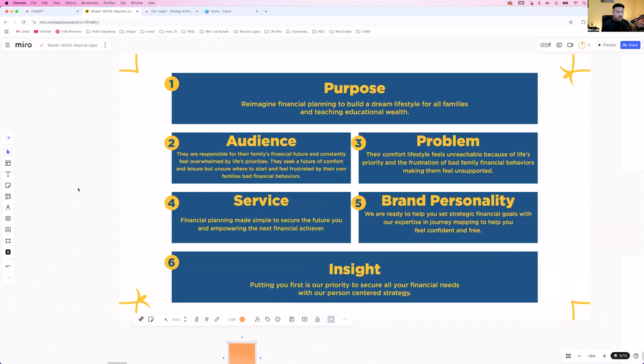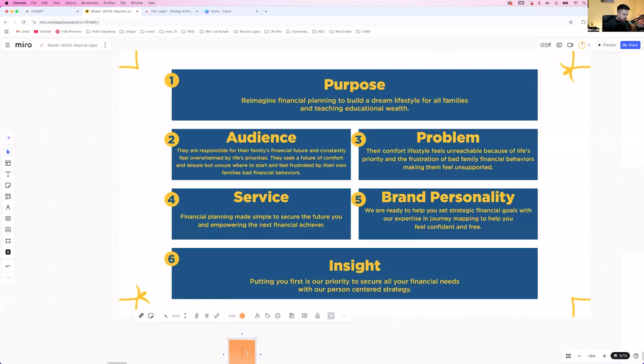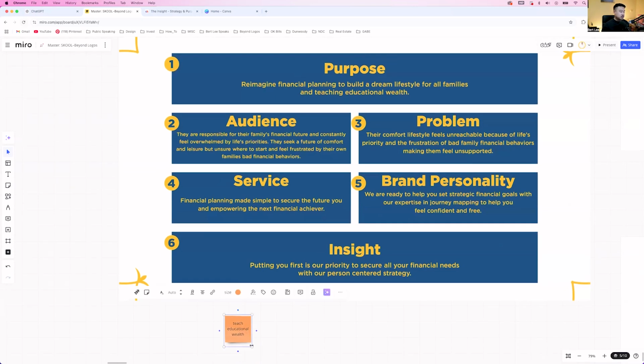It's going to make marketing, branding, designing, lead magnets, offers, copywriting, all a lot easier, because you no longer start from scratch. You can just pull words from your brand messaging. Okay. So we know that one of her purposes is to teach educational wealth. Because of that, we know that her lead magnet should be education and talk about wealth. And that could be one of them. That's only one of the lead magnets that we can create.